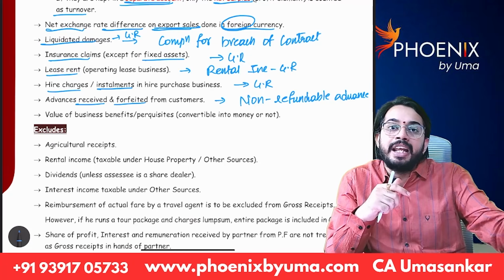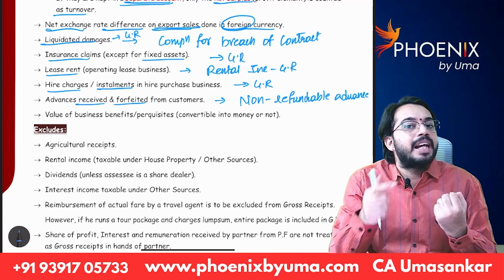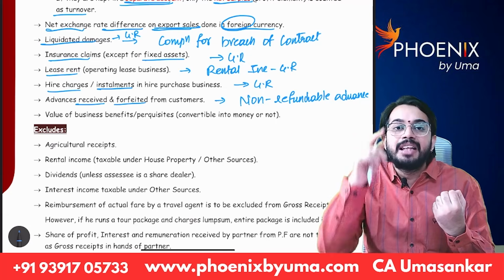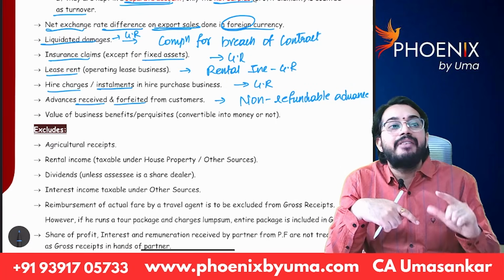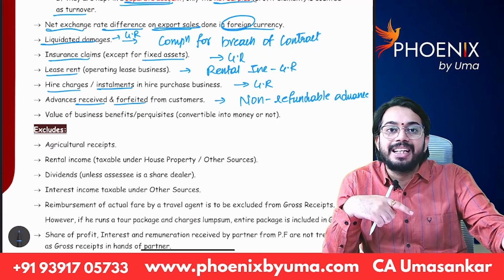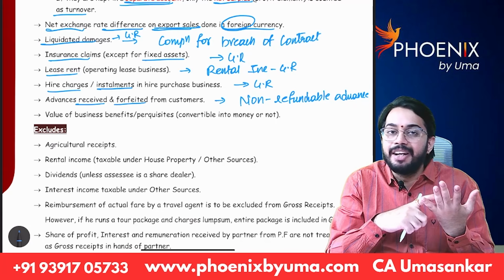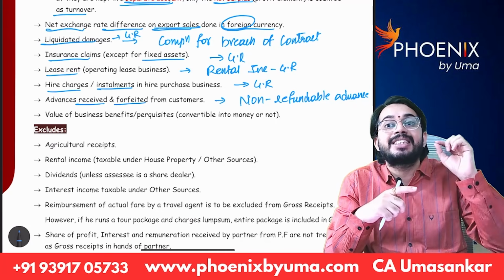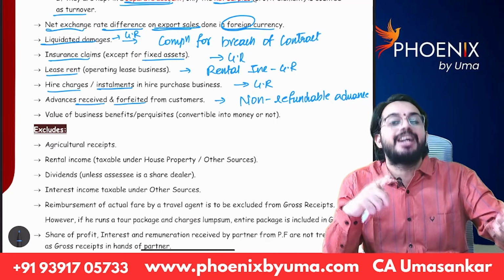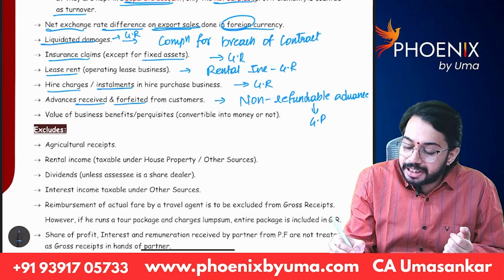So if I take any advance for sale of goods and afterwards that sale contract could not materialize, that sale contract is cancelled, I will not give back the advance. Whatever advance that is not given back, isn't it income to me? Yes. Whatever non-refundable advance that is forfeited, that is cancelled, that is not given back, that non-refundable advance will be treated as gross receipts. Are you able to understand?